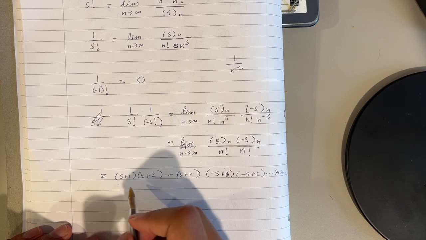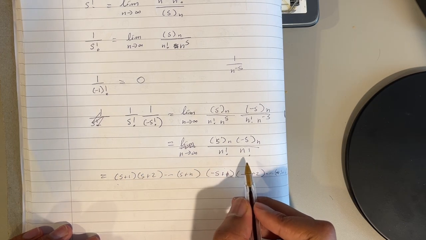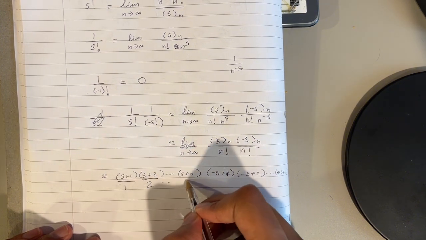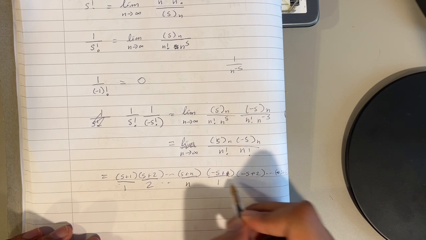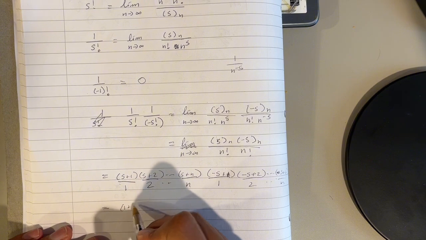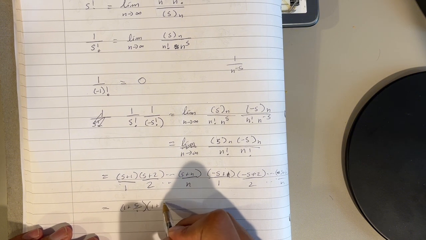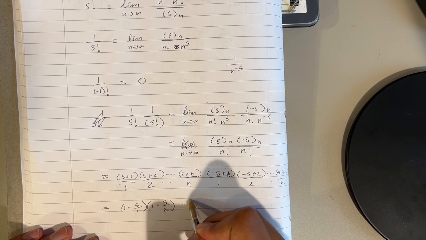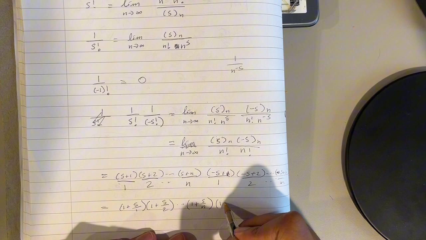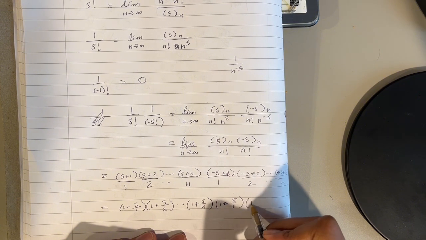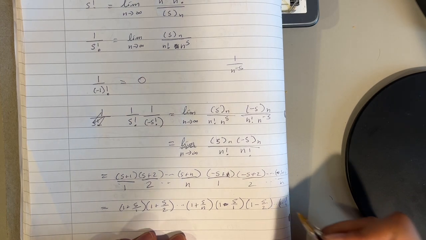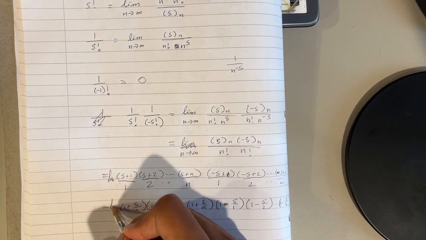And then for each of these, we can divide by 1, 2, all the way up to n, and over here as well, we divide by 1, 2, all the way up to n. And so we have (1 plus s over 1)(1 plus s over 2), all the way up to (1 plus s over n), then times (1 minus s over 1)(1 minus s over 2), up to (1 minus s over n). And don't forget, we're taking the limit again, I keep forgetting.